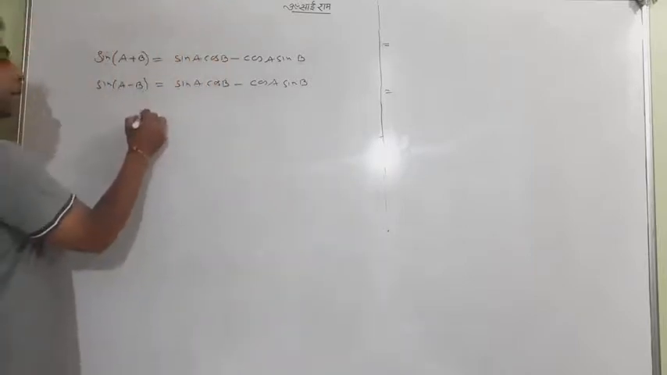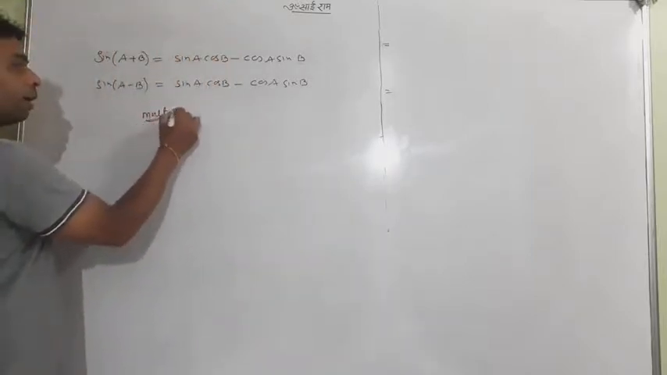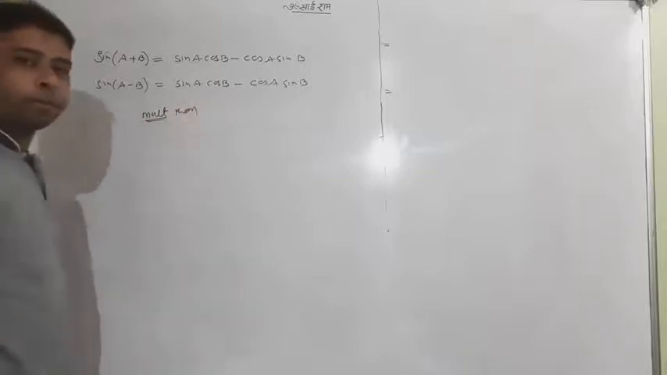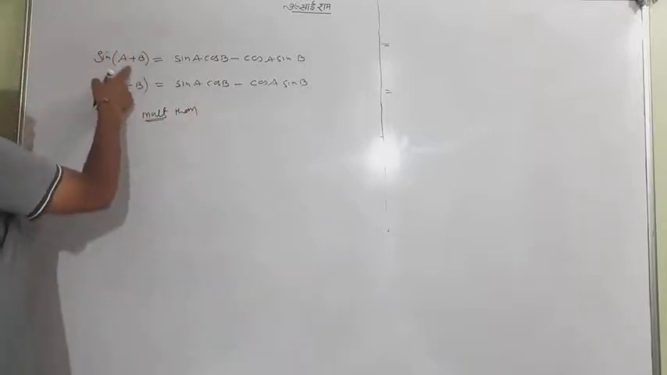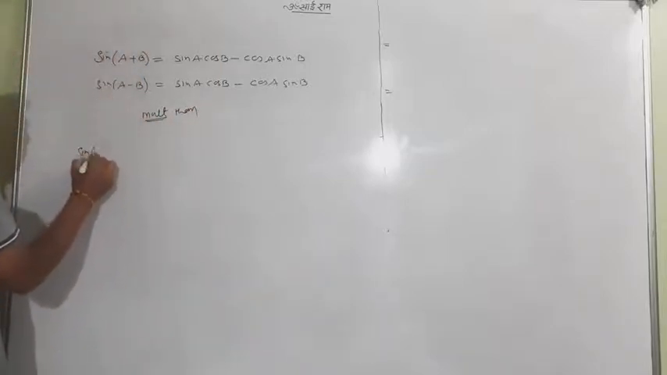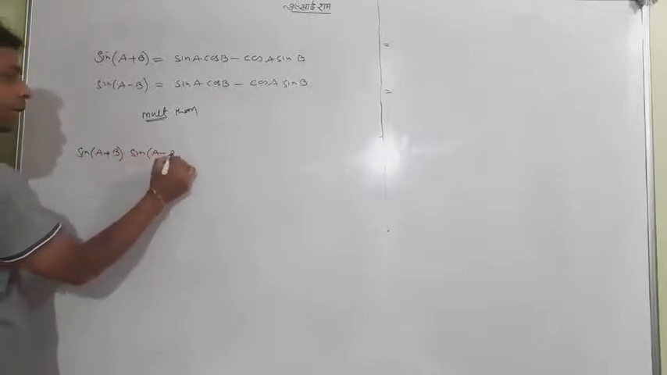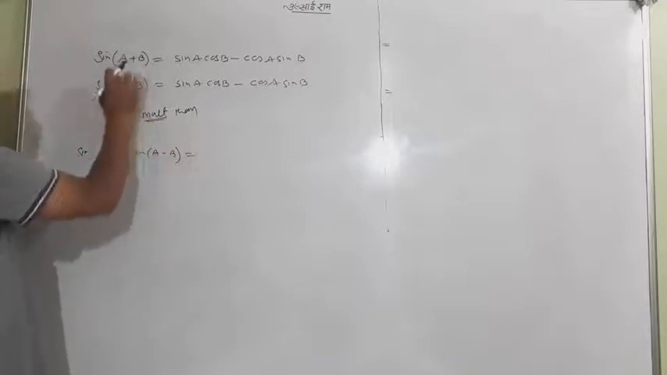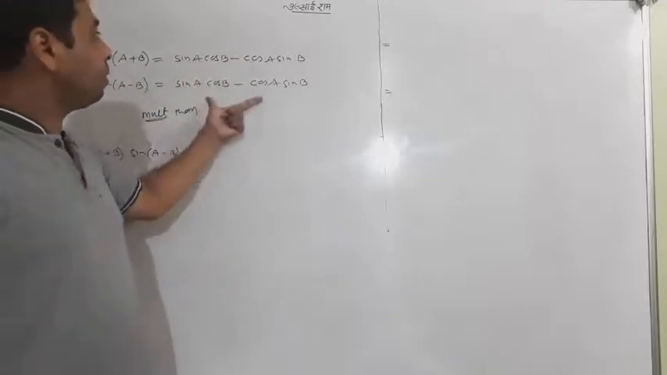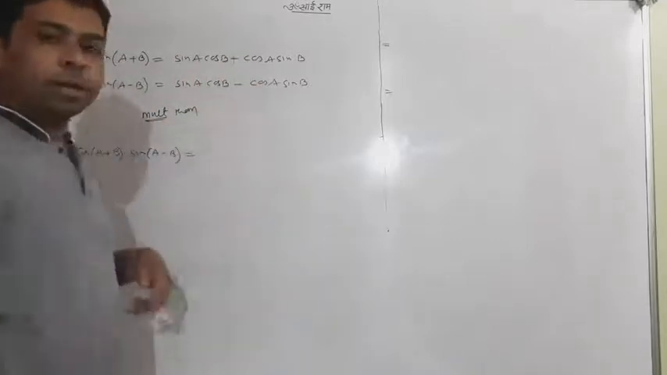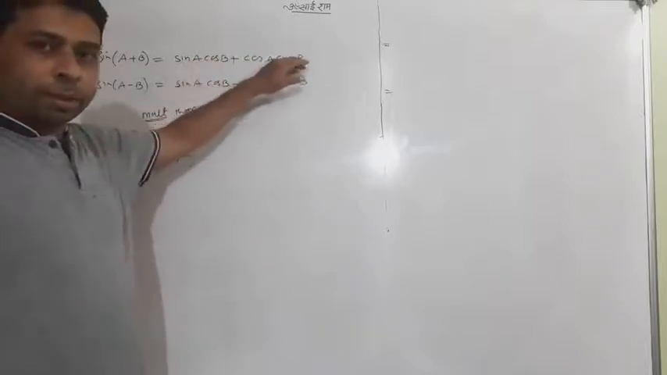If I want to multiply them, what will come? Look at sine a plus b into sine a minus b. I want to multiply them. So left hand side will multiply to left hand side, this into this, and right hand side will multiply to right hand side. Sin A cos B plus cos A sin B, it is a minus.